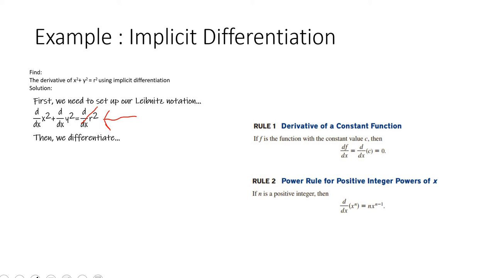We can apply the power rule to both x and y, which will give us this. Now notice something interesting here. When we have d/dx of x squared, we just do what we always do. We pull the 2 down in front of the x and get 2x.